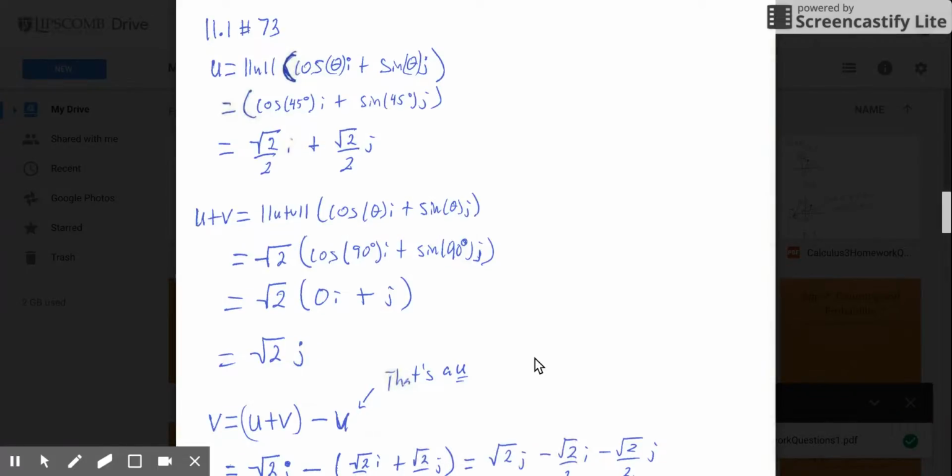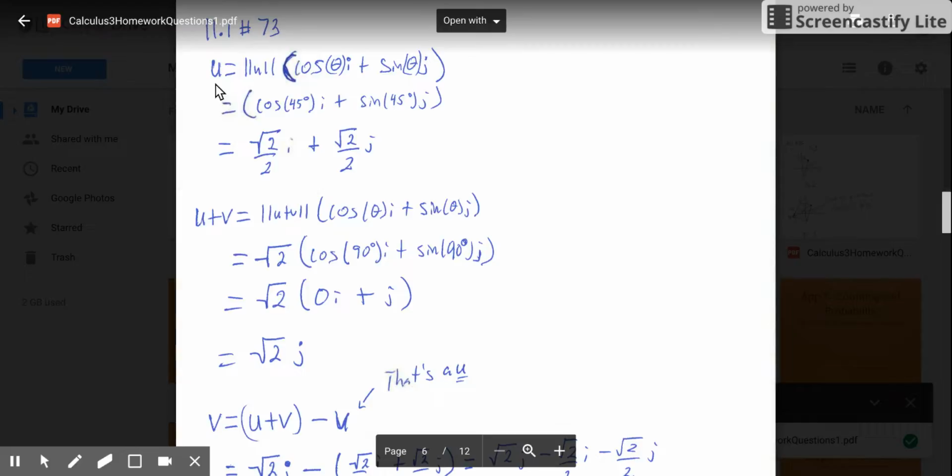All right, on number 73, we're asked to find the component form of v given magnitudes of u and u plus v and the angles that u and u plus v make with the positive x-axis. So here we can write the vector u as magnitude of u times cosine theta i plus sine theta j.